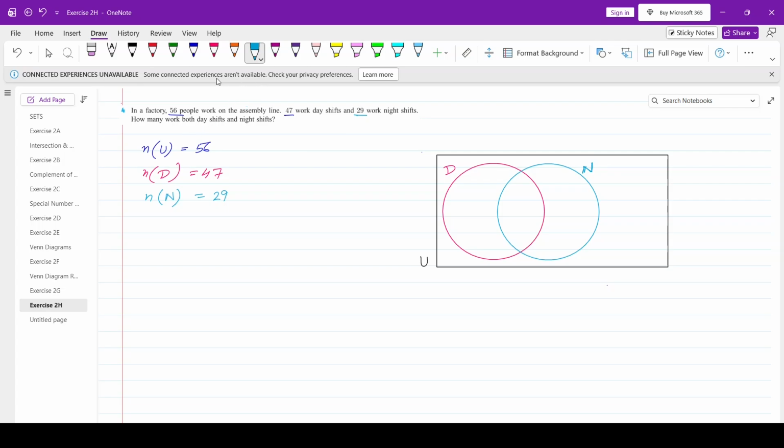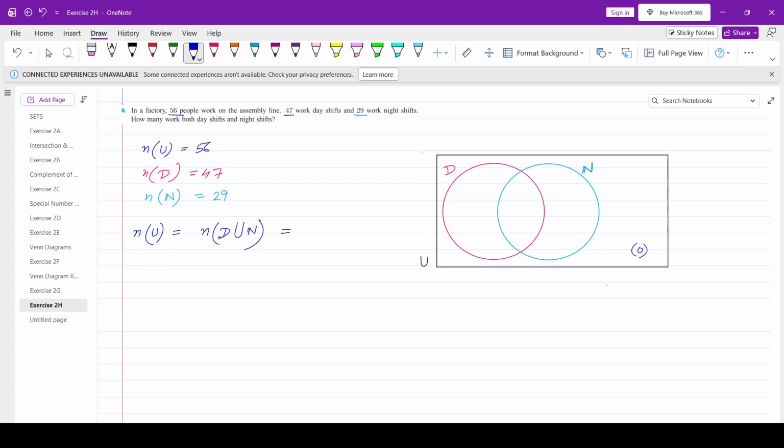Here we also know if a person is neither working in the day shift nor working in the night shift, that means he is not working at all and hence he will not be an employee there. Therefore, the number of people in a factory that are not working is always going to be 0. And we can also say that the number of people in the universal set is the same as the number of people in the day shift union night shift, right? This is like the previous question.